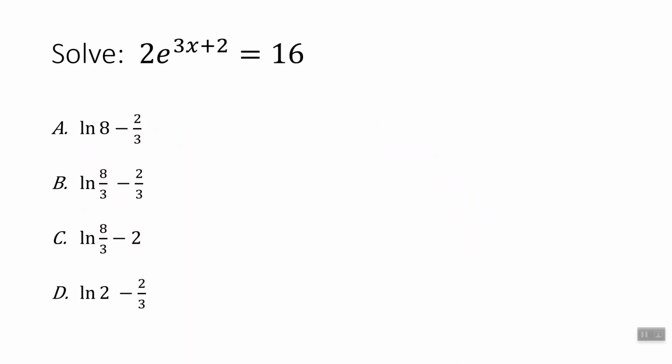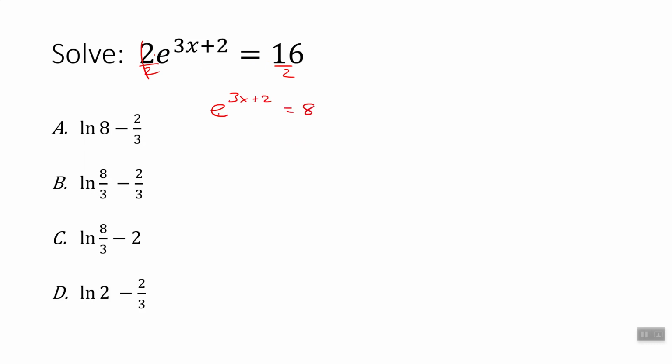All right, so here's another example you want to solve. So again, the first thing we need to do is get e by itself. So we need to get rid of the 2 here. There we go, 2's gone. All right, so we get e to the 3x plus 2 equals 8.